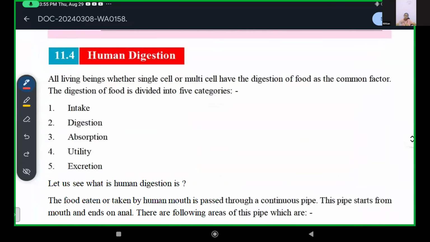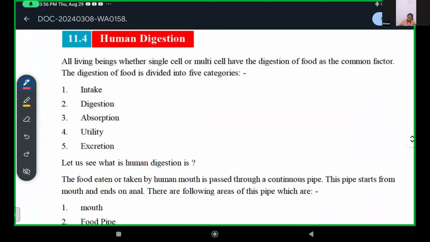Yes, now human digestion. All living beings, whether single cell or multicellular, have the digestion of food as a common factor. The digestion of food is divided into 5 steps. That is intake, which means when we eat the food, then digestion takes place, which means the food is digested in our systems. Then absorption of the nutrition, then the utility, and then at the end it's excreted.